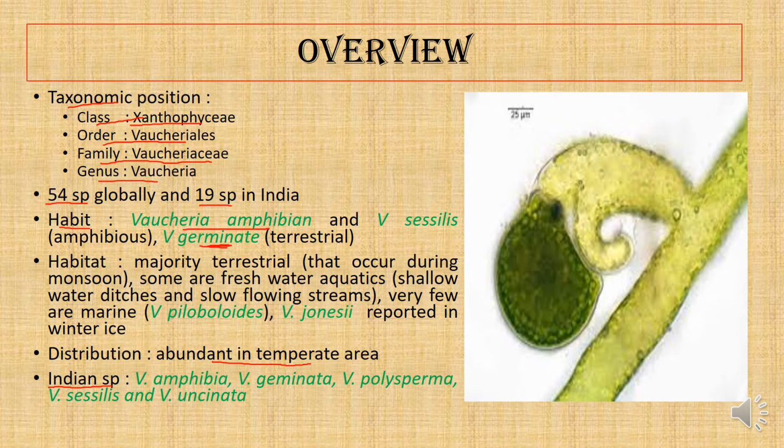The majority of the species are terrestrial and freshwater aquatic, and there are marine species, such as Vaucheria phylloboloides. Only one species is found in extreme cold, growing on the snow, that is Vaucheria jonesi.